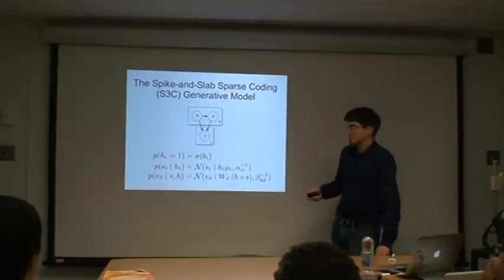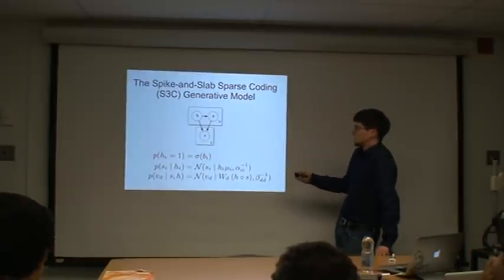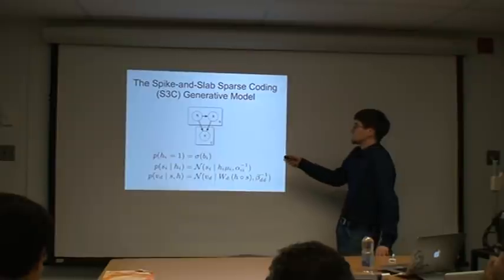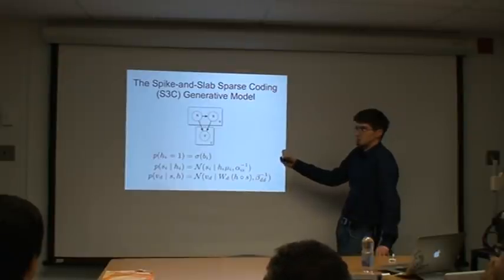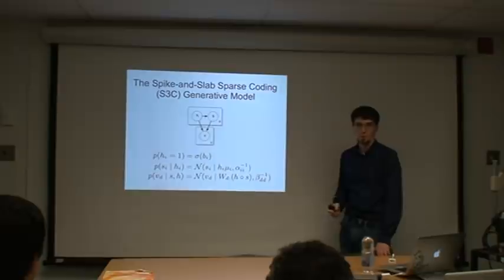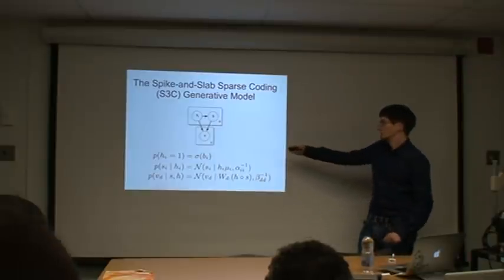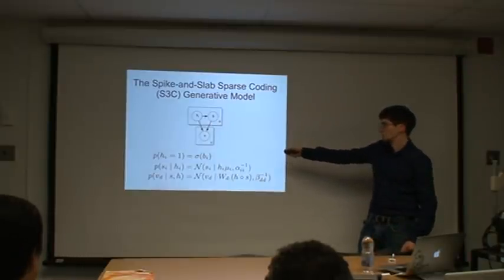To explain exactly how it works, I'll need to tell you a little bit more about the model itself. The Spike and Slab sparse coding model involves variables that we call H, which are binary. We call those the spike variables. And also variables called S, which are real valued. We call those the slab variables. Every spike variable is paired with a slab variable, and they're multiplied together before you do a linear transformation to get a reconstruction of the observed data V.